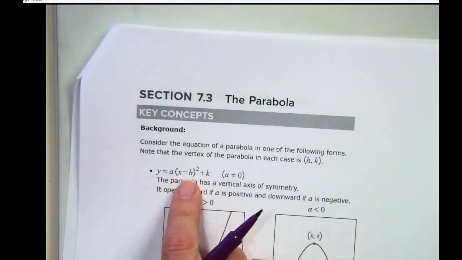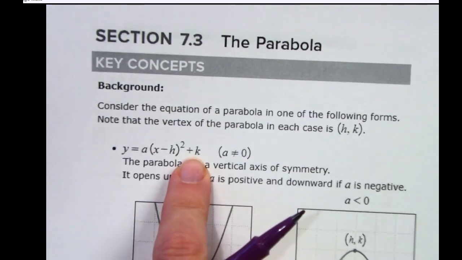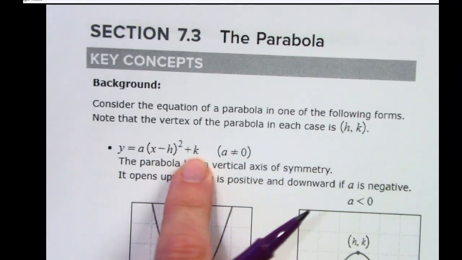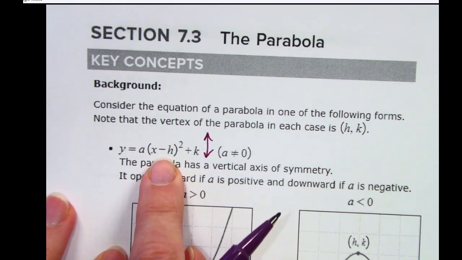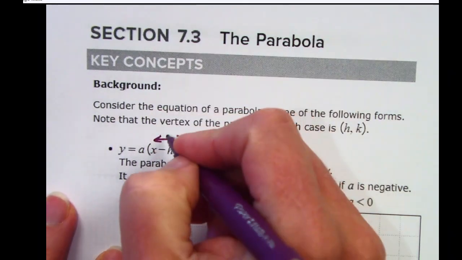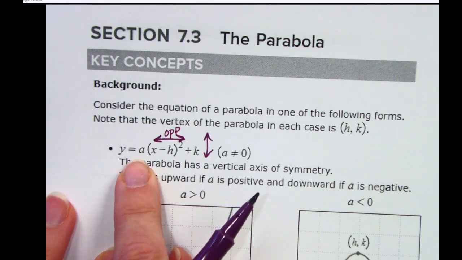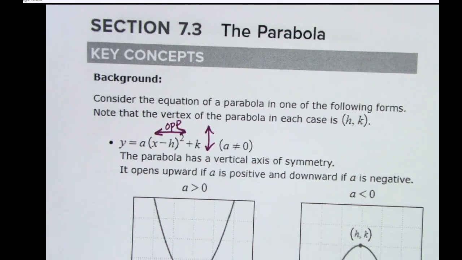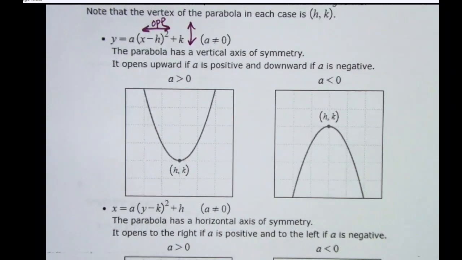Now, let's come back up to what we're familiar with. What does the K do? Up and down. What does the H do? Left and right, but because that's a minus, we know that it's always opposite. And we know the A stretches and compresses, right? So now let's relate that to our orientation down here.